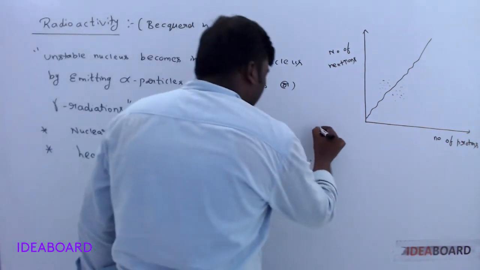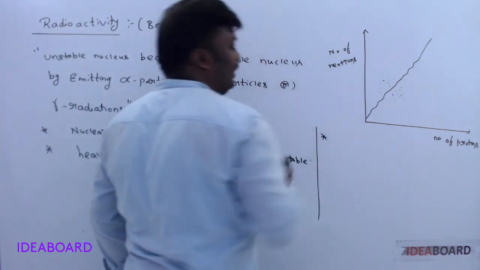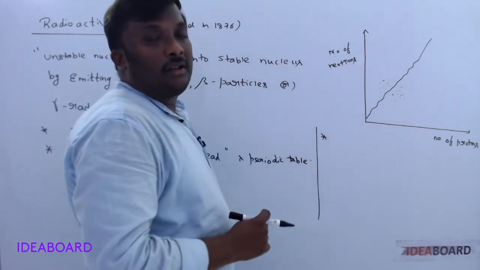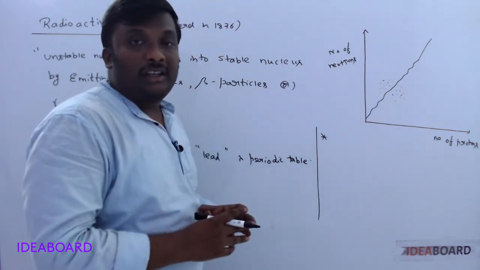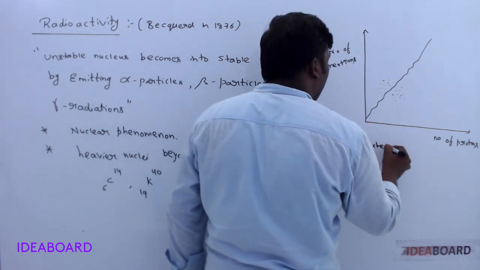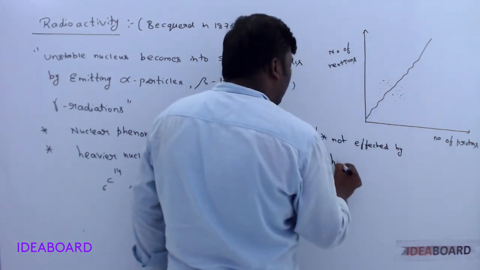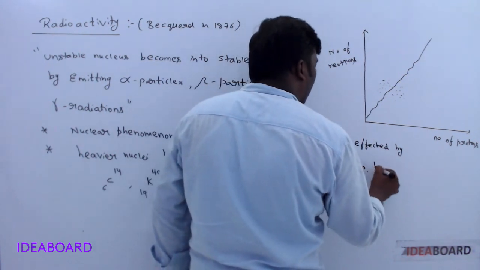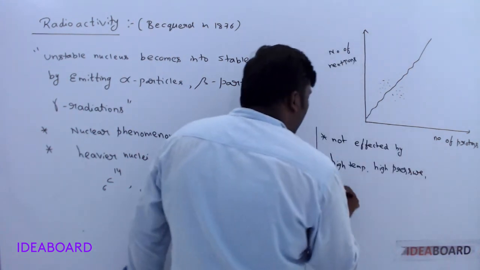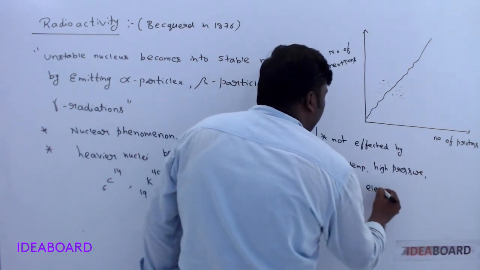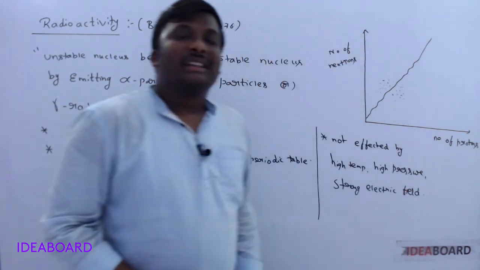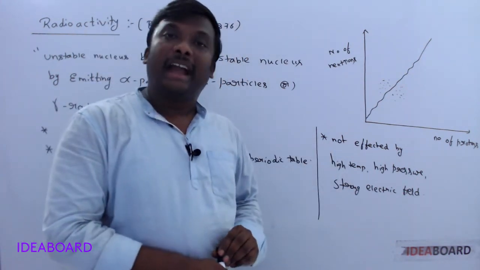Next, it's a very important point. The chemical and physical properties of radioactivity are not affected by high temperature, high pressure, or a strong electric field. This is not like atoms.